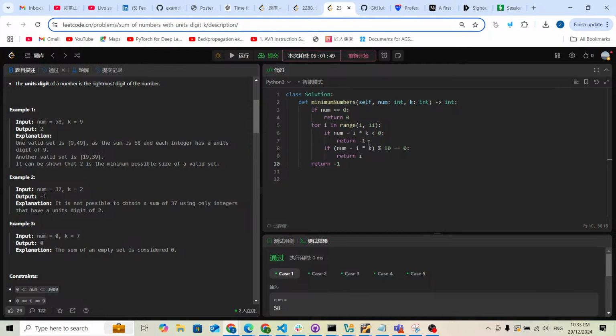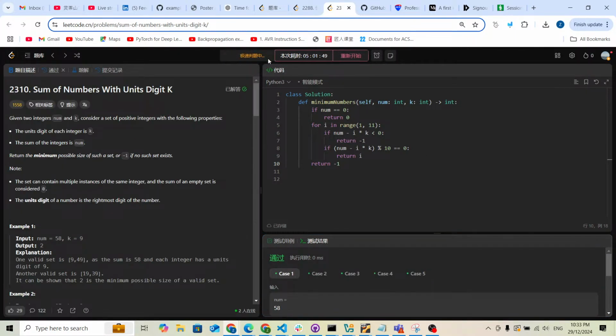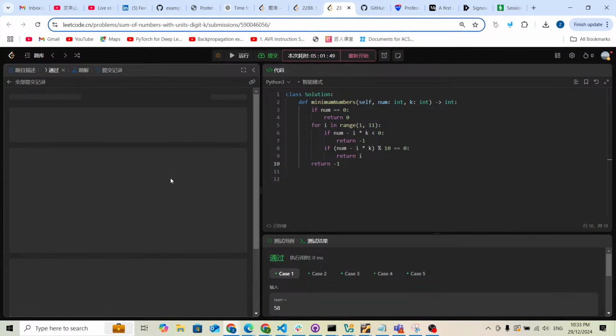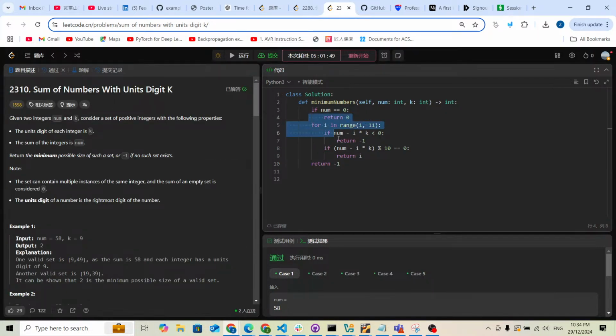Now let me run it to check. As you can see, it works. Now let me submit it to prove that it can pass the test cases. As you can see, it's pretty fast and it passes all test cases, and the time complexity is just O(10), and O(10) is similar to O(1), so the time complexity is going to be O(1).